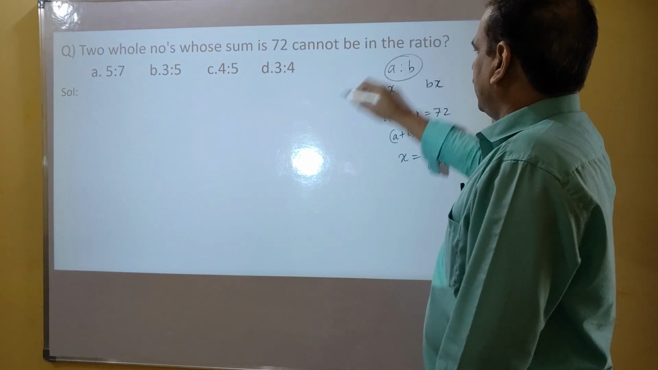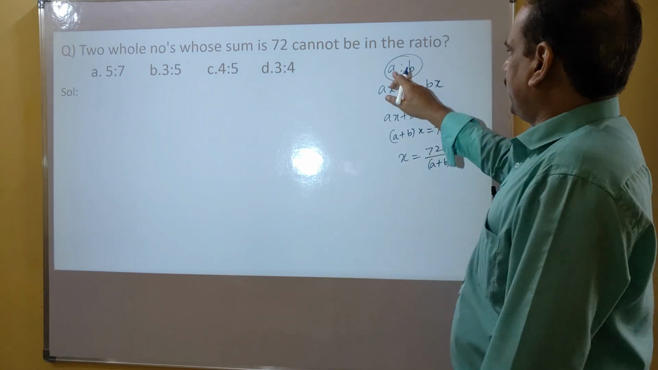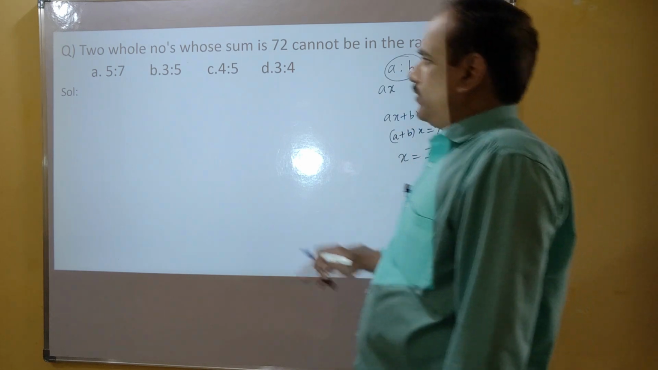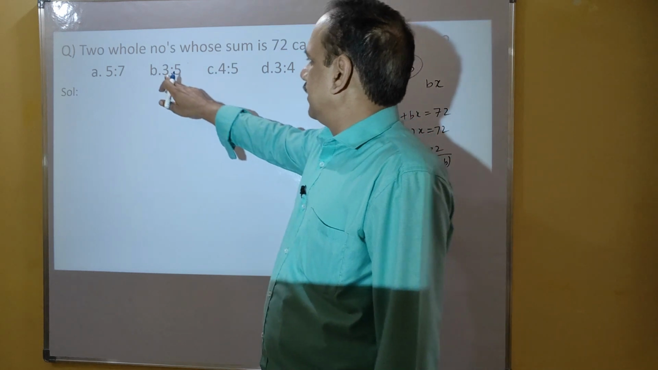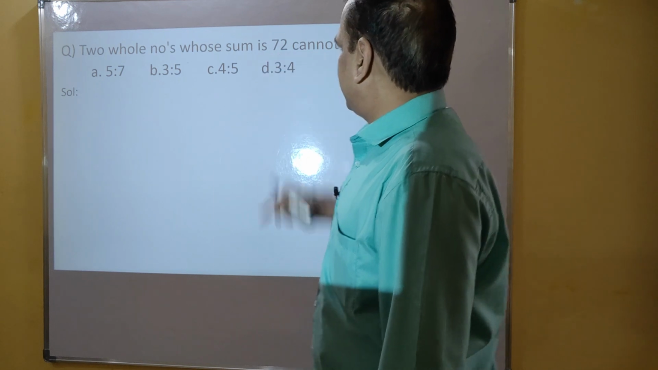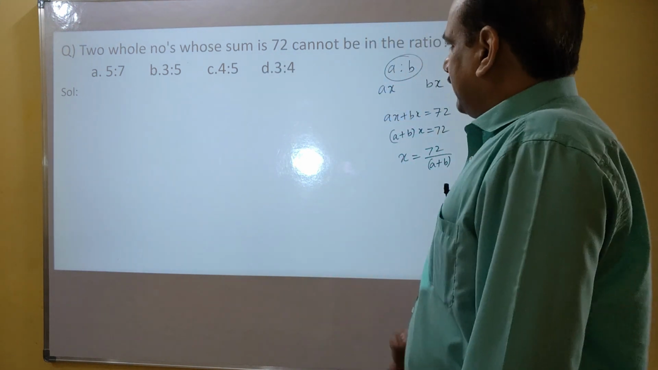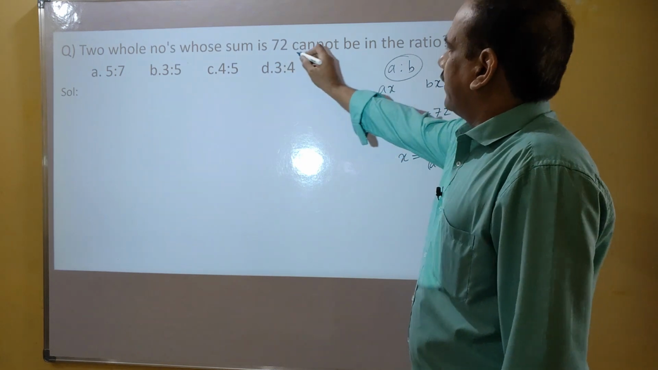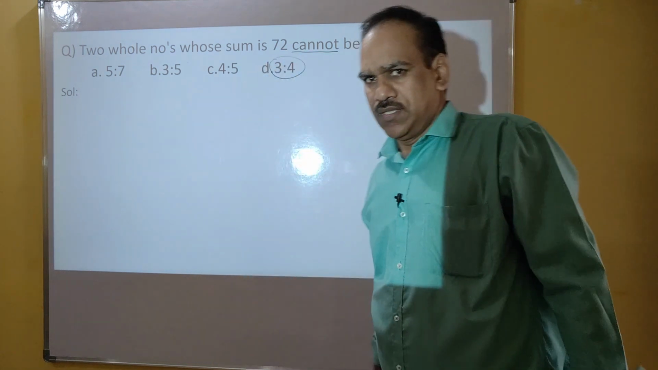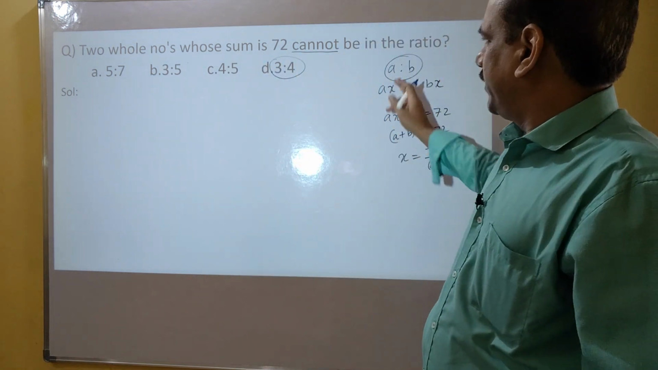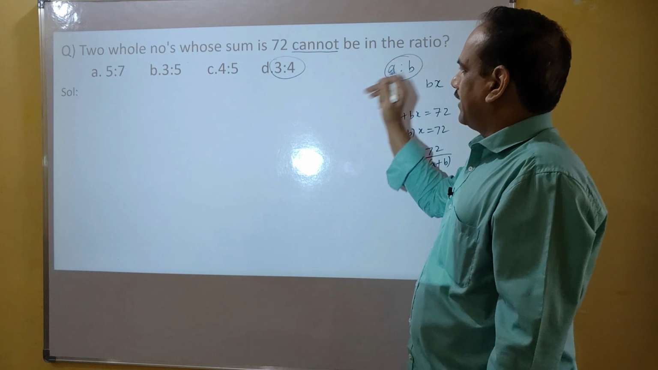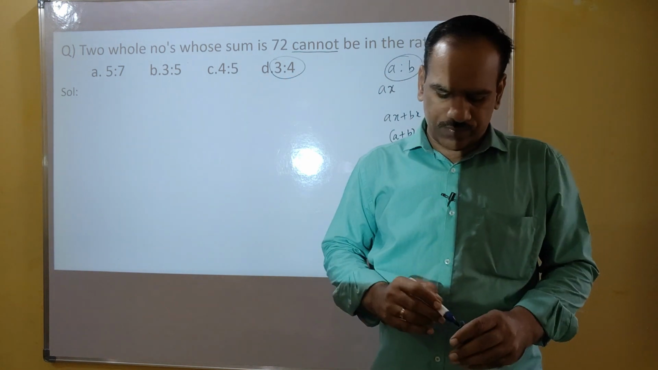So in the required answer ratio, the sum of the two terms in the ratio must divide 72 to get an integer. So here 5 plus 7, 12 divides 72, 3 plus 5, 8 divides 72, 4 plus 5, 9 divides 72, 3 plus 4, 7, 7 does not divide 72. So what is the answer? It cannot be, because you are asked to find what cannot be in the ratio. The answer is 3:4. So the two whole numbers can be in any of these three types of ratio. But if it is cannot be in this ratio, then it must be 3:4.